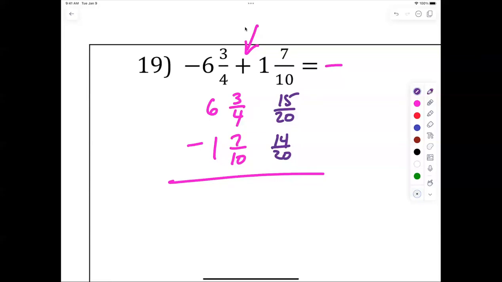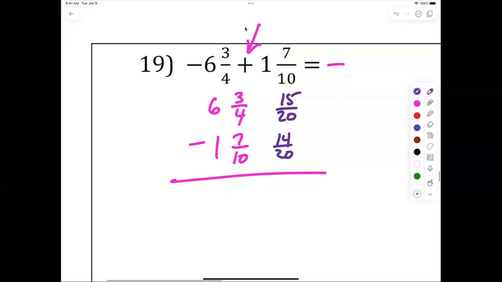What? You did all that great work and all of a sudden you're crashing and burning. Would you please tell me what 15 minus 14 is? 15 minus 14 today is what? Positive or negative 1? Yes, 1 out of 20. And are you having trouble with 6 minus 1? What is that? Thank you, sir. 5 and 1/20.